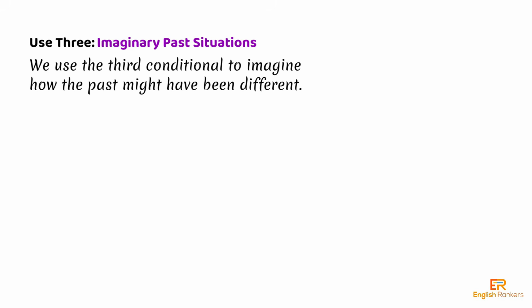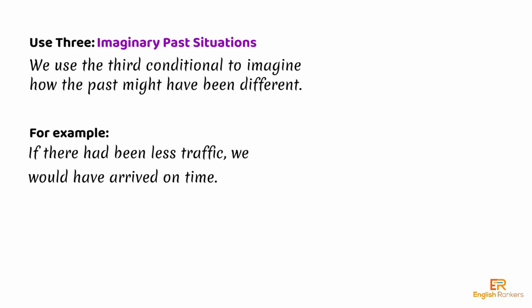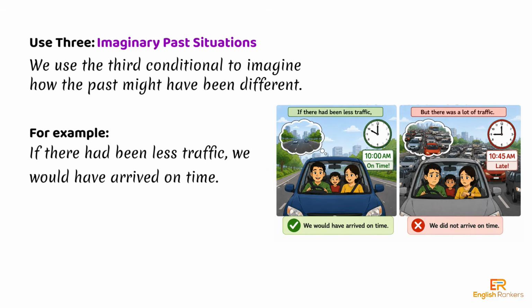We use the third conditional to imagine how the past might have been different. For example, if there had been less traffic, we would have arrived on time. In reality, there was heavy traffic. Therefore, we arrived late. We are imagining a different past situation.